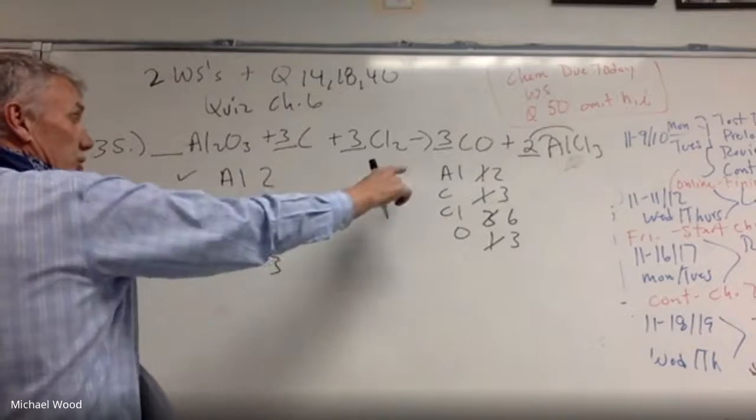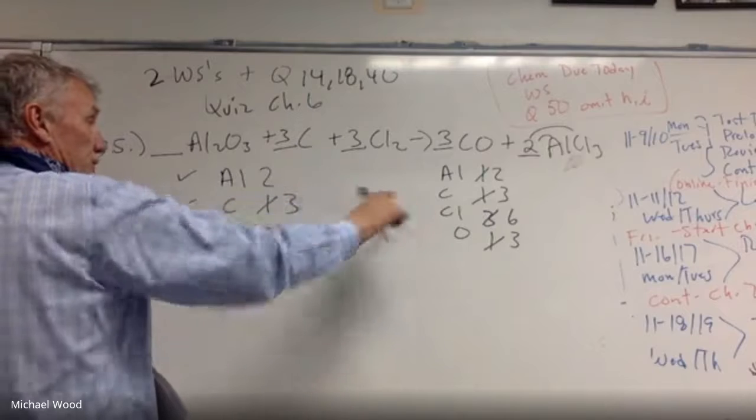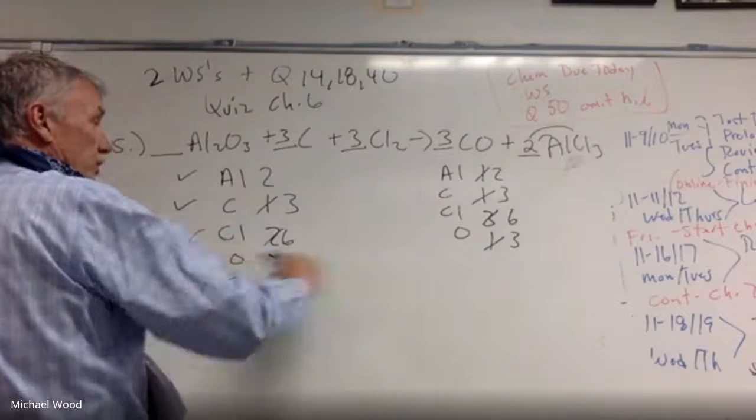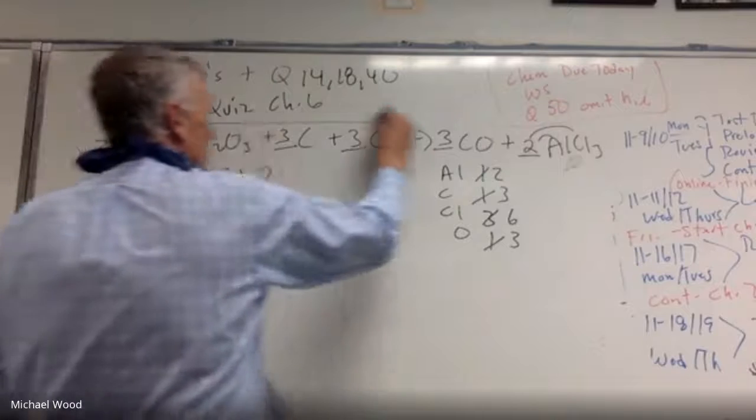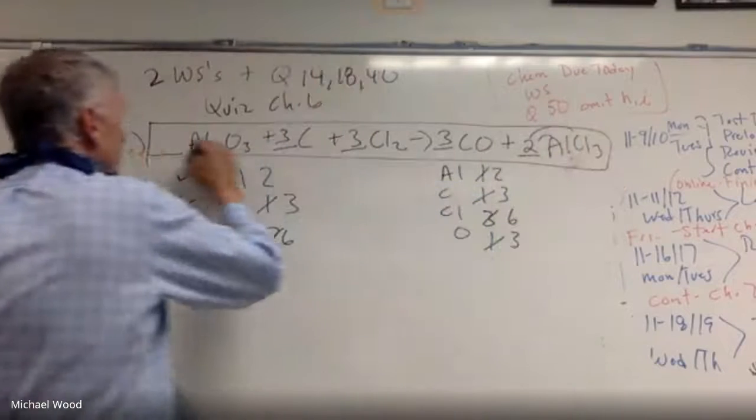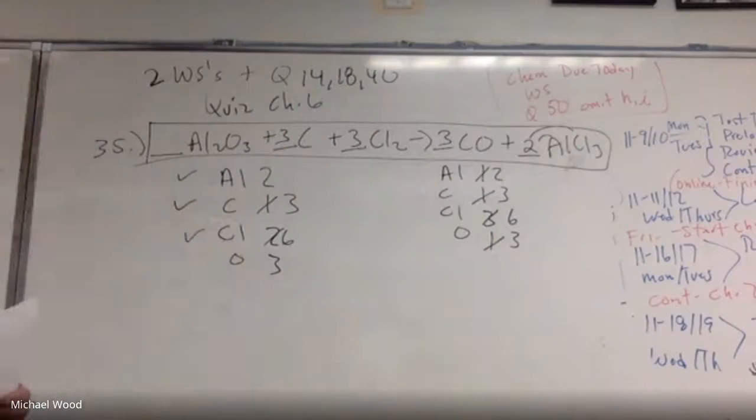So if you look, the aluminums are equal on both sides, the carbons are equal, the chlorines are equal, the oxygens are equal. So here is the balanced equation for 35. That is technically the answer. Okay, I'm going to do a couple more of these.